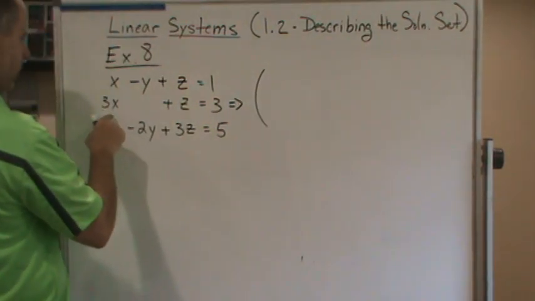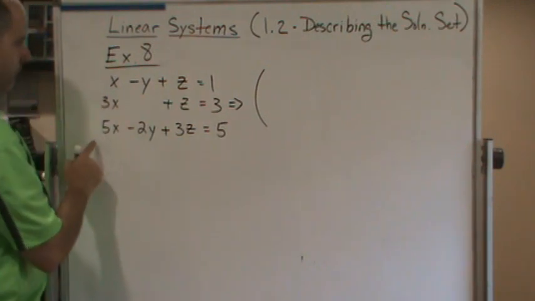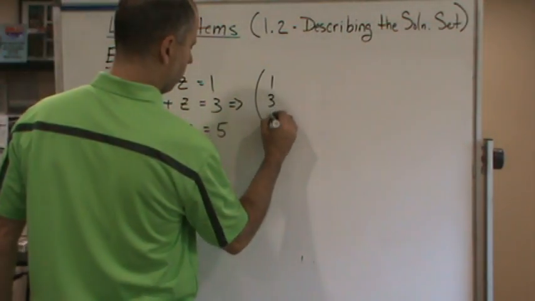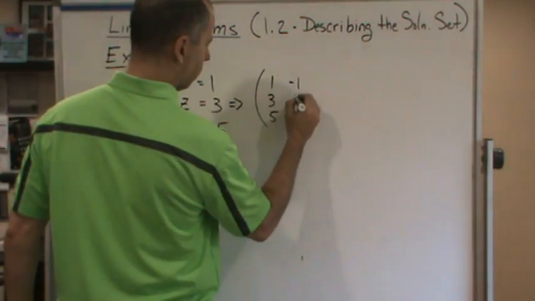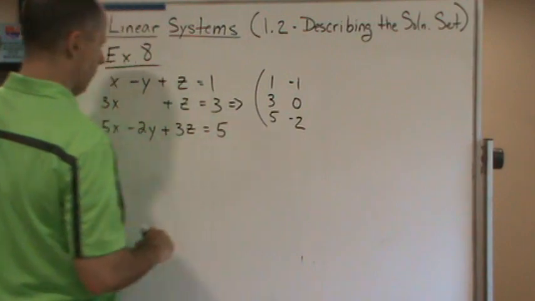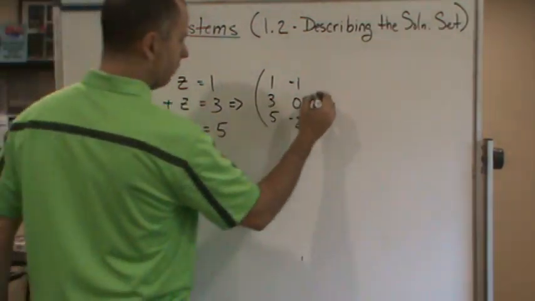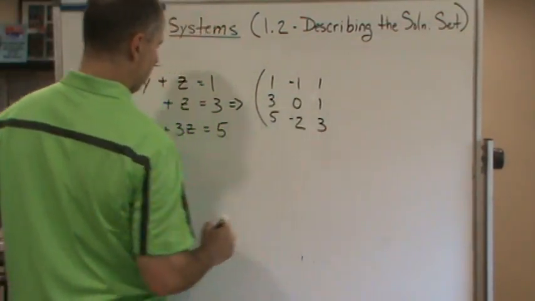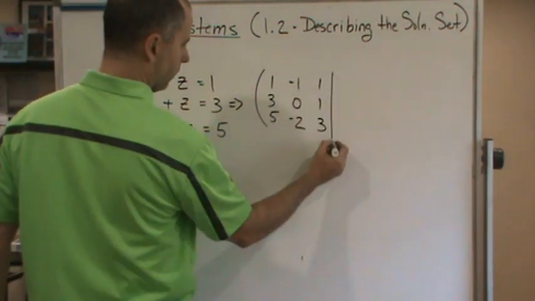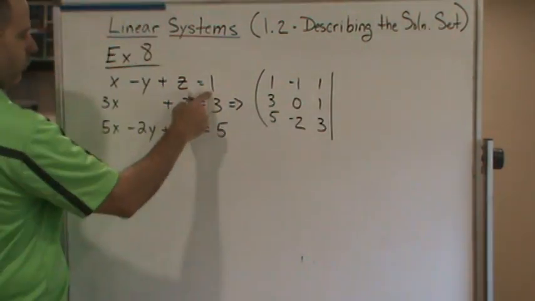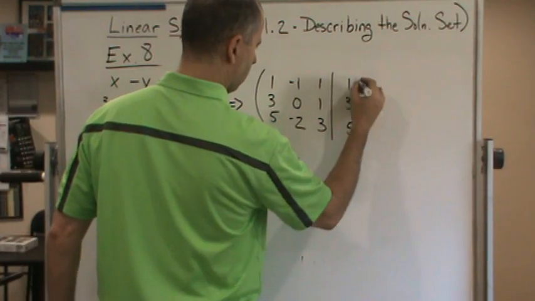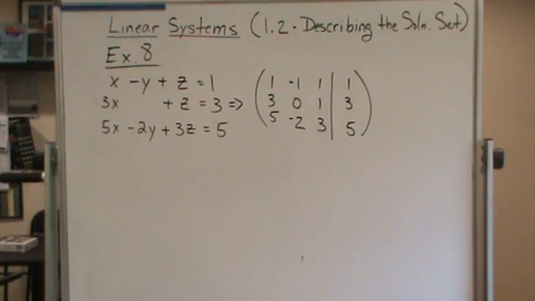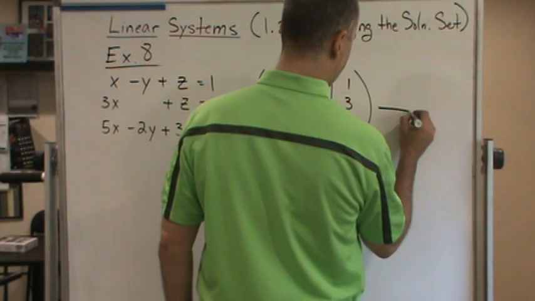So it's going to be 1, 3, 5. And then negative 1, 0, negative 2. And then we have 1, 1, 3. And then of course our equals. So we have our bar. And then we have 1, 3, 5. Okay, now let's work on this now.